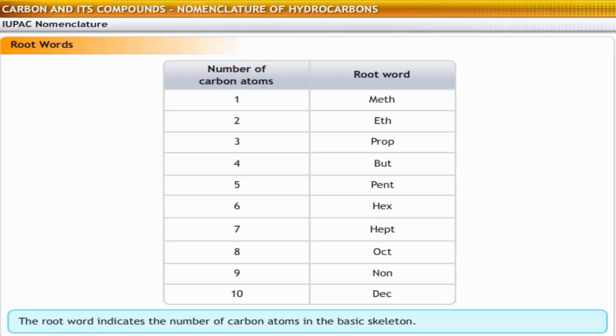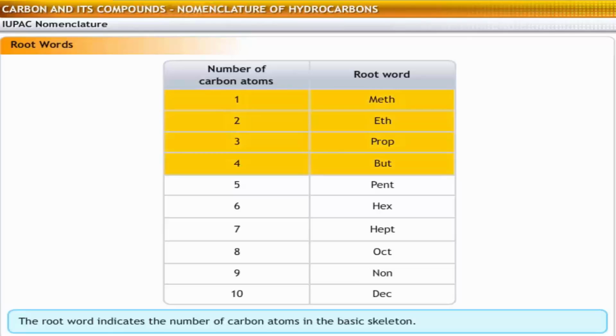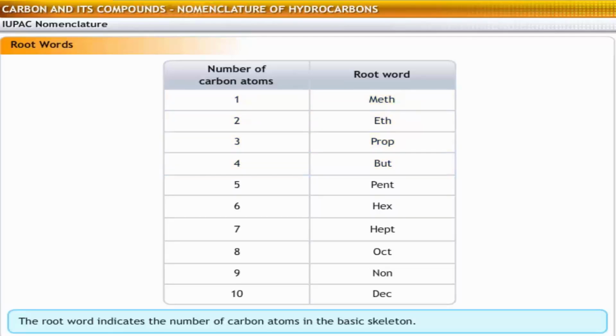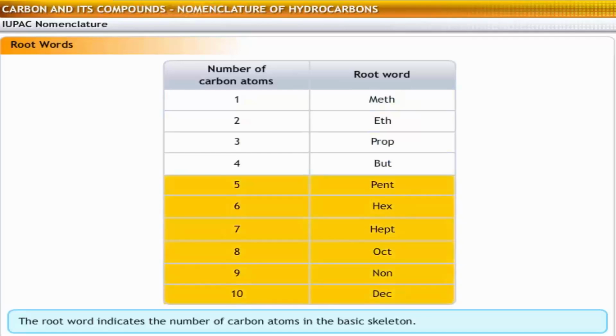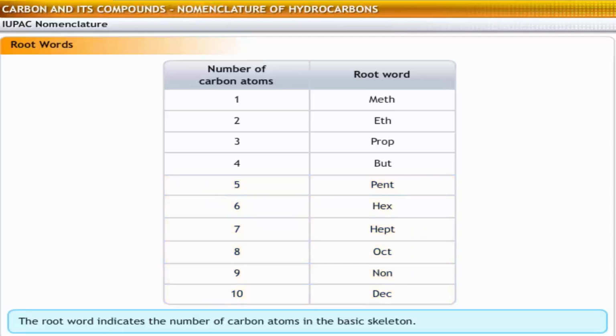The chains that contain up to 4 carbon atoms have special root words which are based on their common names. For chains that have more than 5 carbon atoms, Greek number roots are used as the root words. For instance, when there is 1 carbon atom in the compound, the root word is meth. In case of 2 carbon atoms, the root word to be used is eth. Similarly, if the compound contains 10 atoms of carbon, the root word is dec.